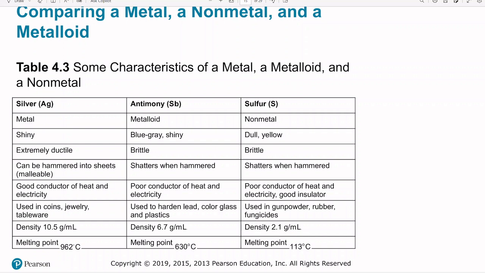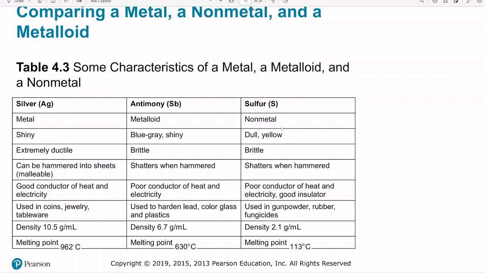Antimony is a metalloid. It's blue-gray and shiny. It's brittle. It shatters when hammered. It's a poor conductor of heat and electricity. It's used to harden lead, color glass, and plastics. It has a density of 6.7 grams per milliliter, so kind of in the center, and it has a melting point of 630, so between a metal and a nonmetal.